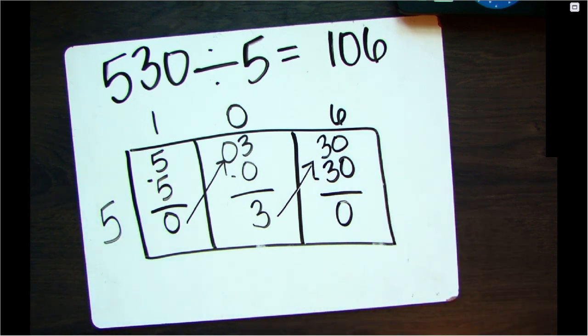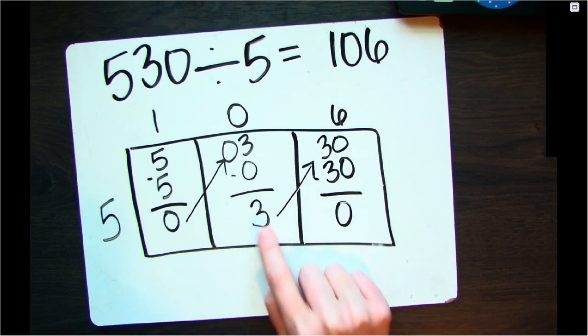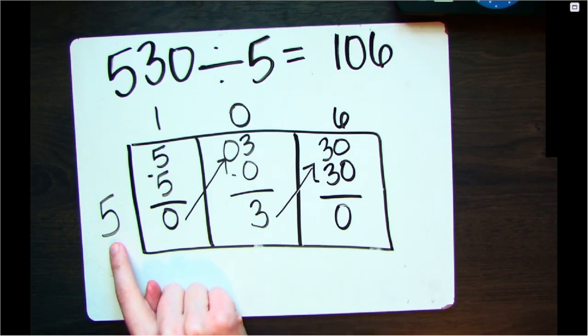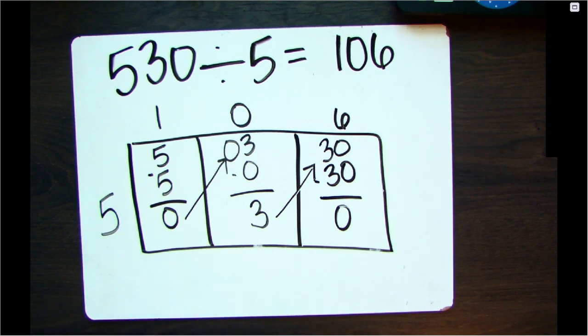Also, I did all of these problems correctly, but one way to notice if you accidentally make a mistake is if the number down here, when you subtract stuff out, is bigger than what you're dividing by.